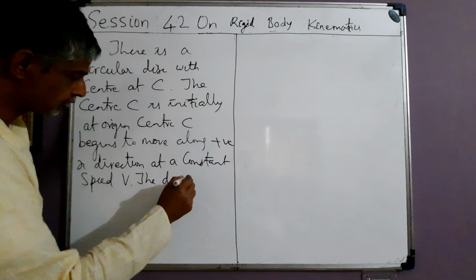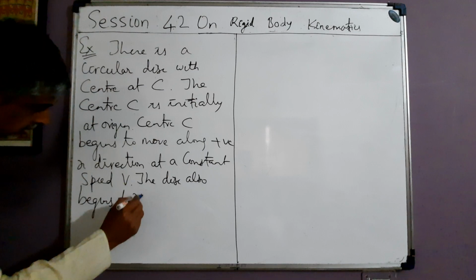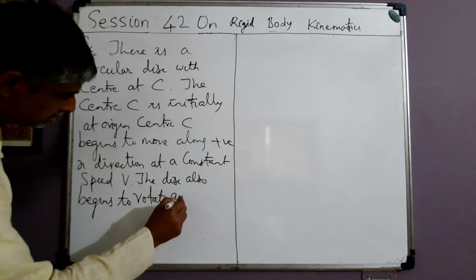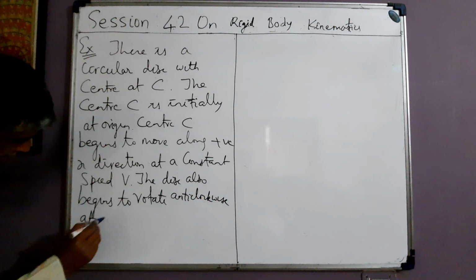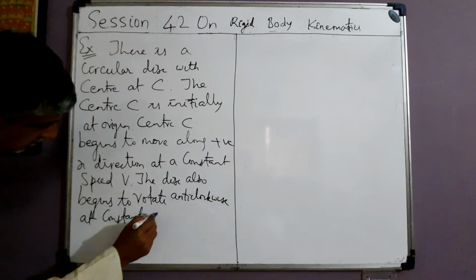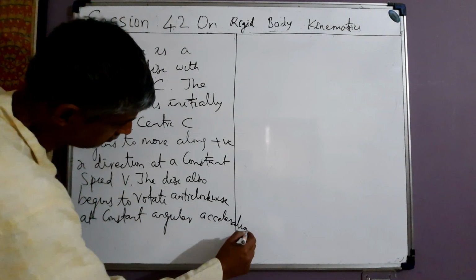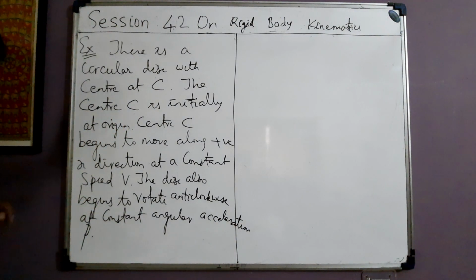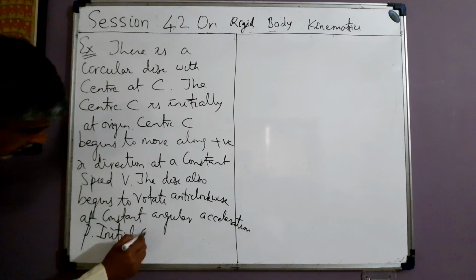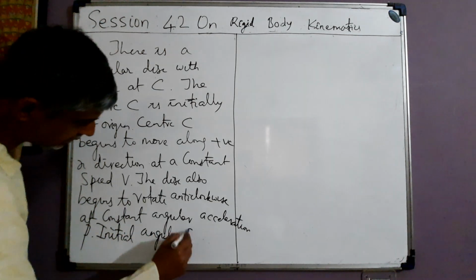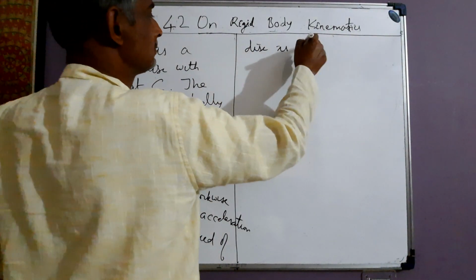The disk also begins to rotate anti-clockwise at constant angular acceleration beta. Initial angular speed of the disk is 0.